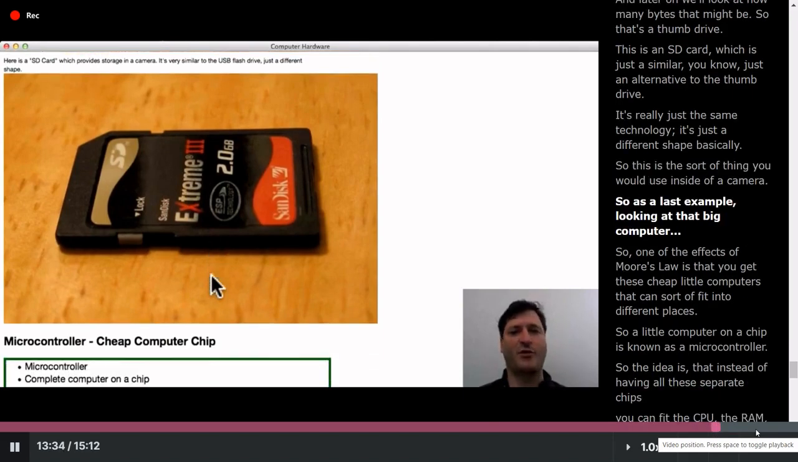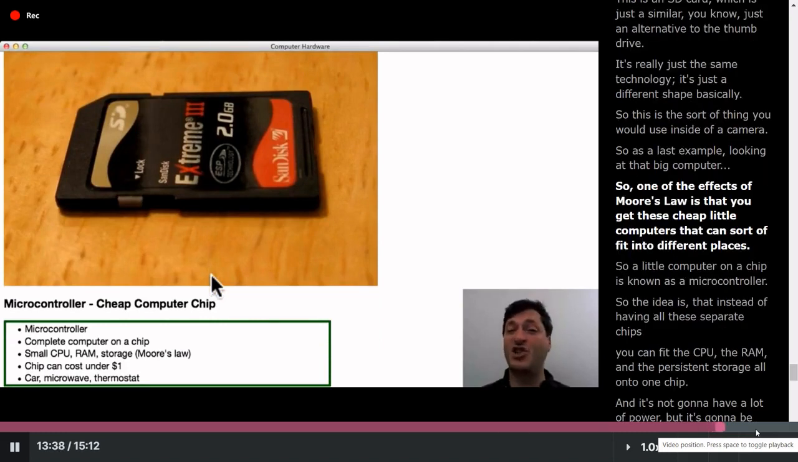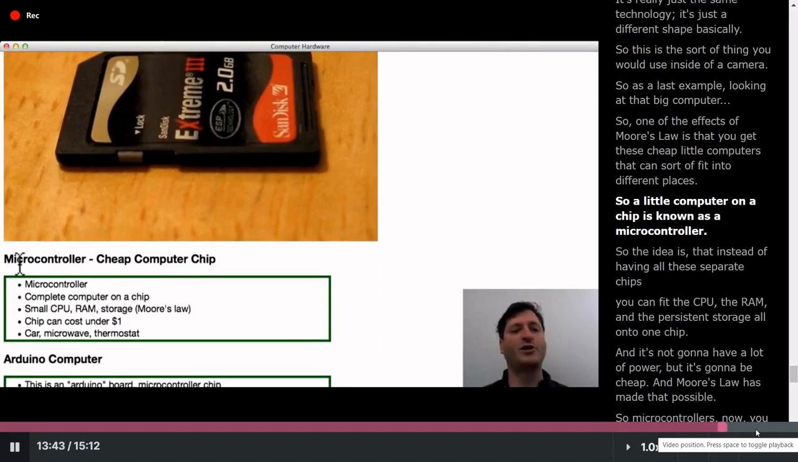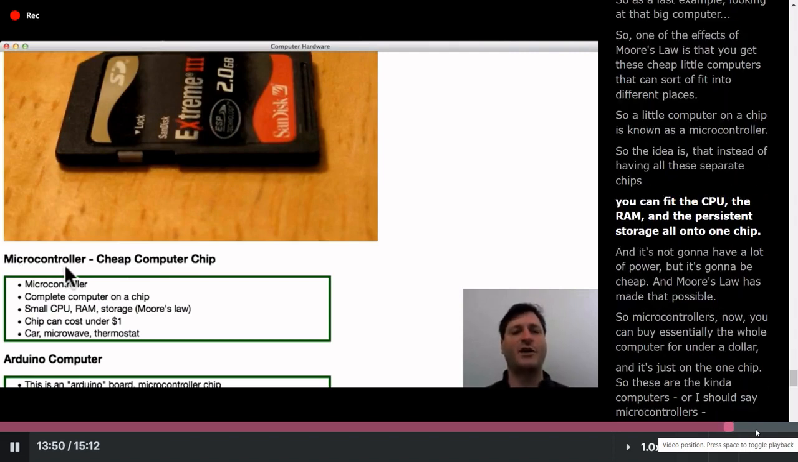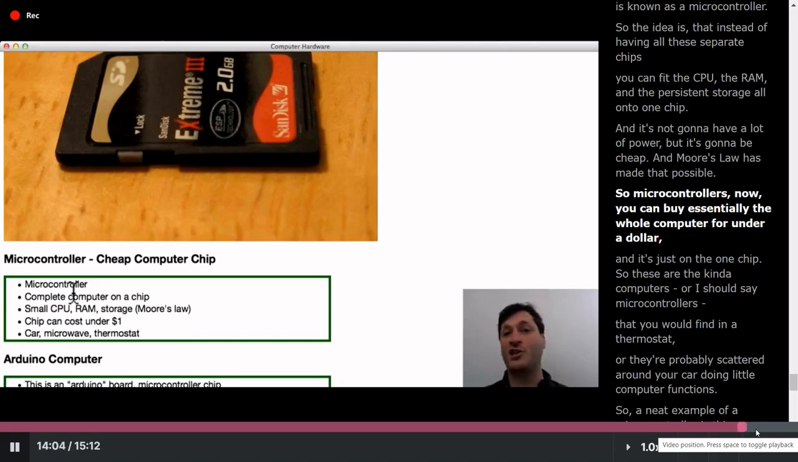So as a last example, looking at that big computer, one of the effects of Moore's law is that you get these cheap little computers that can fit into different places. A little computer on a chip is known as a microcontroller. The idea is that instead of having all these separate chips, you can fit the CPU, the RAM, and the persistent storage all onto one chip. It's not going to have a lot of power, but it's going to be cheap. And Moore's law has made that possible. With microcontrollers now, you can buy essentially the whole computer for under $1, and it's just on the one chip.